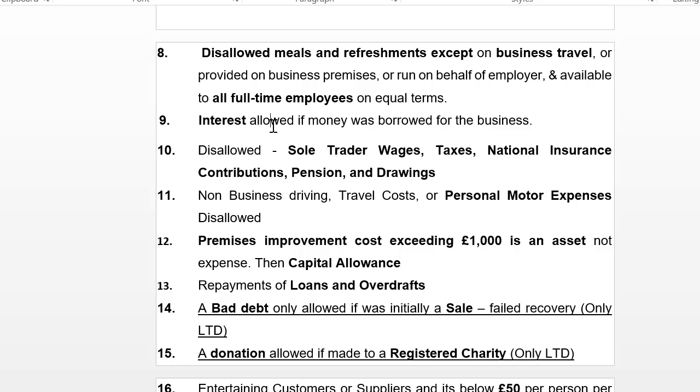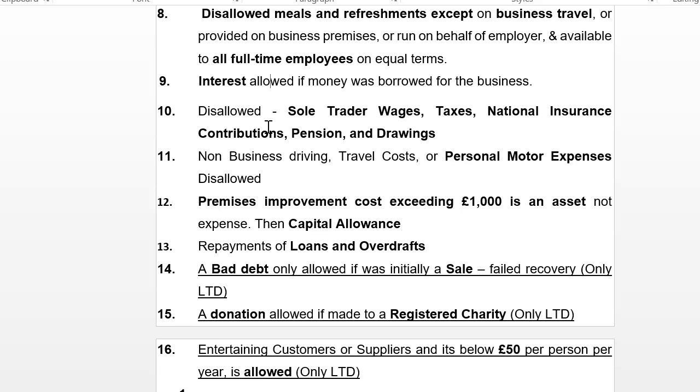Now, number nine, interest is only allowed if it's paid on money that was borrowed for business purposes. If the money was borrowed for personal purposes, the interest on that money is not a business expense and it is disallowed.